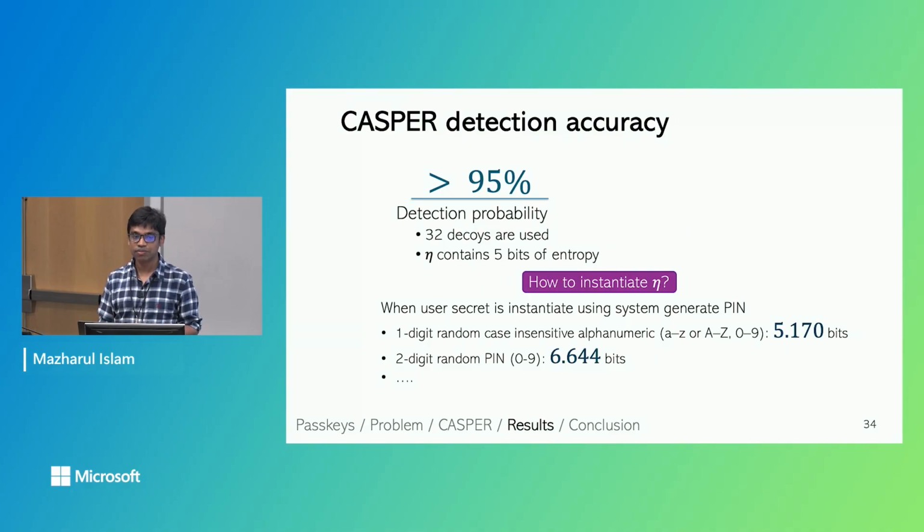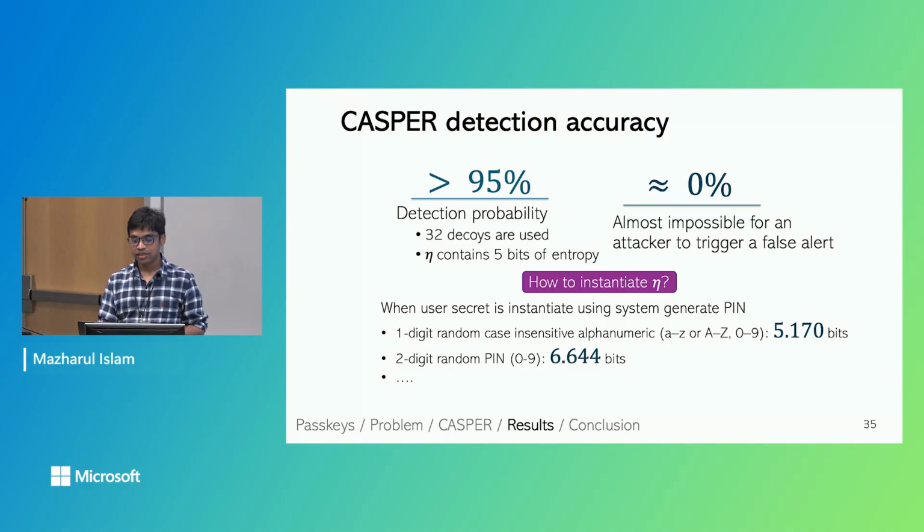It can also be done using biometrics or any type of secret that the user has consistent access to. And with our design, it is almost impossible for an attacker to trigger a false alert. For example, a relying party may want to alert the user that their passkeys have been compromised, but in reality, they have not. The way we designed CASPER, it is practically impossible for the attacker to trigger such alerts.